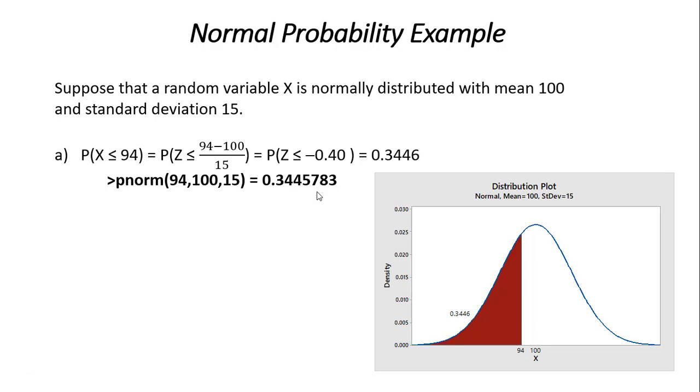And we could provide a graph of this using a Minitab distribution plot. You could see this is a left side probability. 100 is the mean, so we're interested in the probability X is less than or equal to 94. Minitab gives us 0.3446.